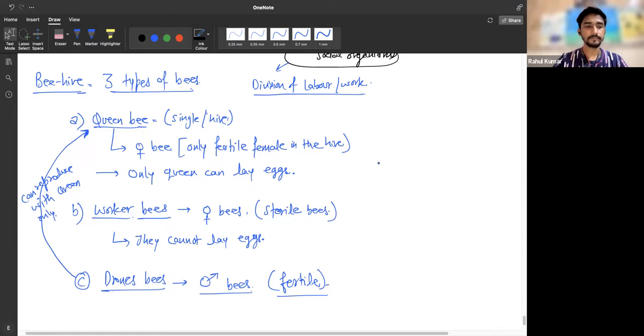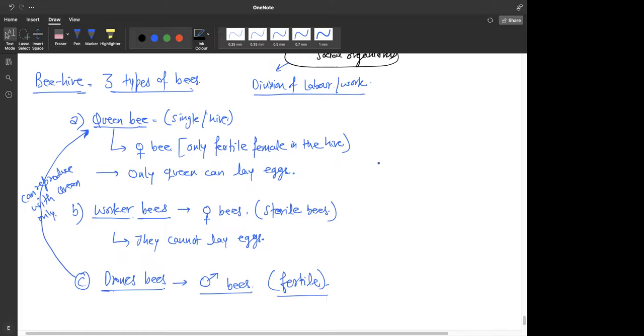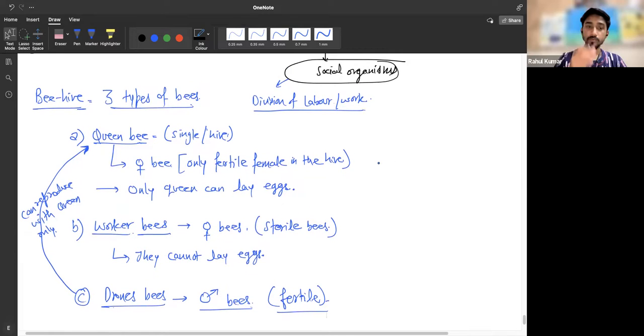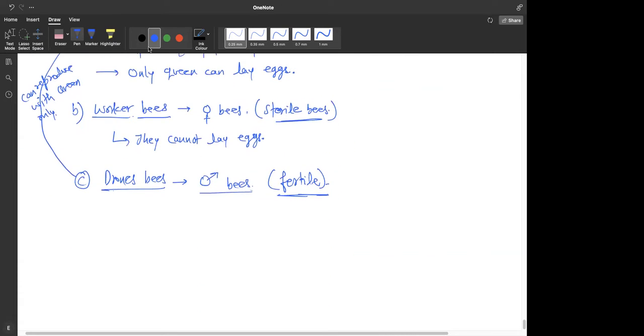Is the hierarchy clear? So is this in NCERT? Yes, only the sex determination part is there in NCERT, but you need to understand this because now I'm going to tell you the mechanism. So you need to know which one is fertile and which one is infertile and why. So is this clear? The hierarchy is clear? Yes. Now let's see.